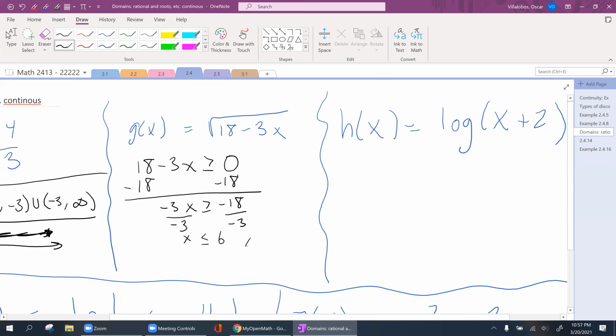On the number line, you would have something like 0, 6. You can include 6 because it's less than or equal to, and the arrow points to the left. Or in other words, you want everything less than 6. So this function is continuous everywhere from negative infinity all the way to positive 6, with 6 being a bracket.